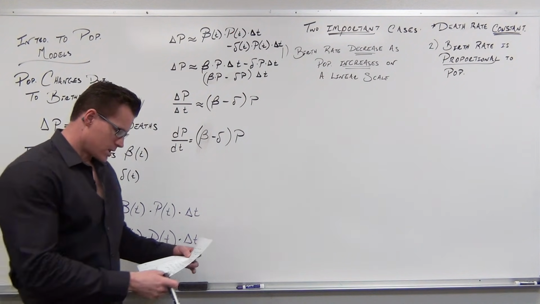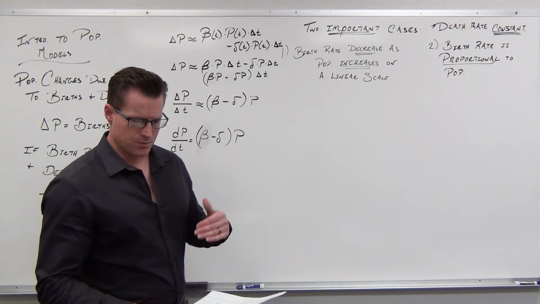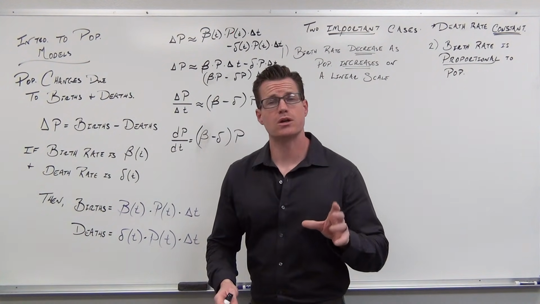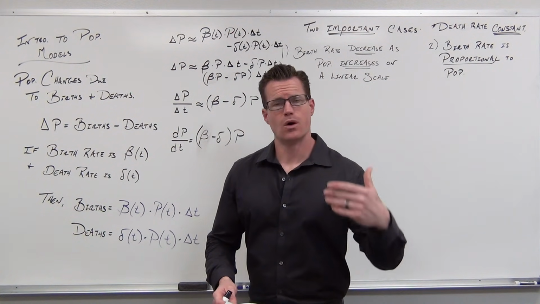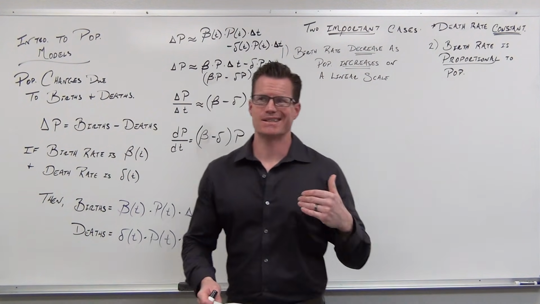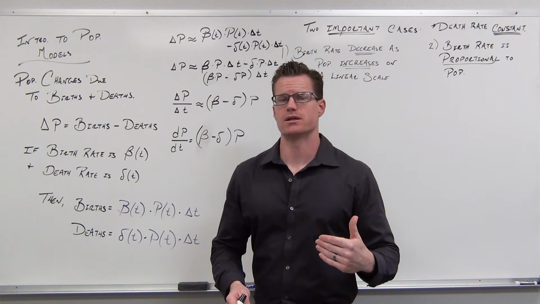So what I want to talk about right now is if our births and our deaths are commonly proportional to our population, we're going to look at two cases on how that is. So one last little recap all the way through, then we're going to talk about these two cases and see some really, really cool things about it.